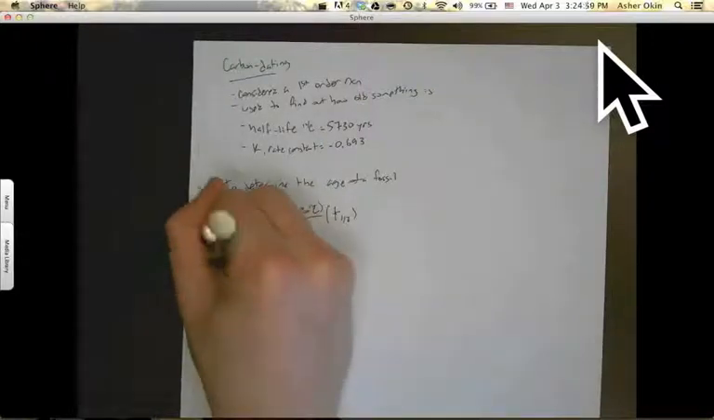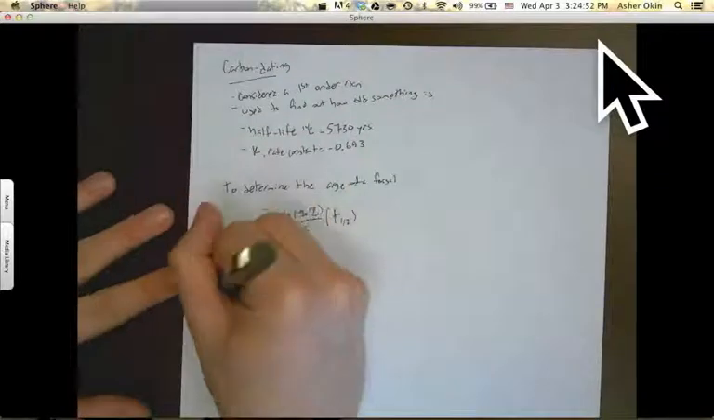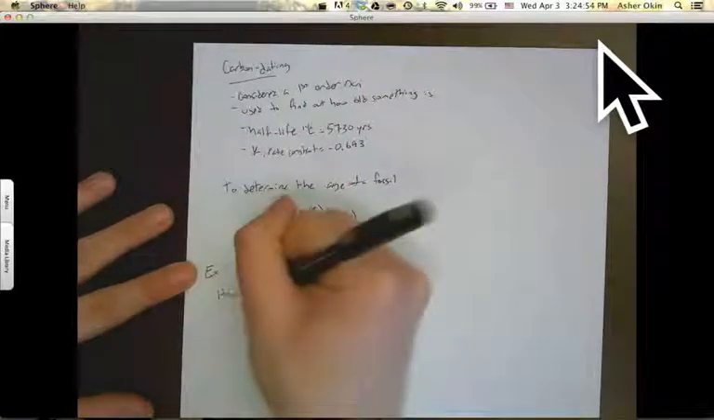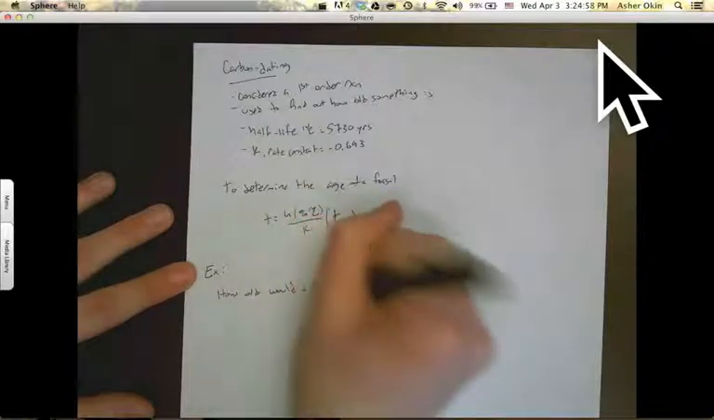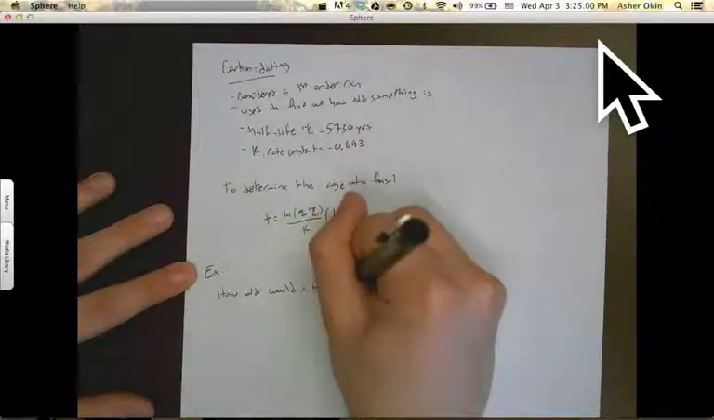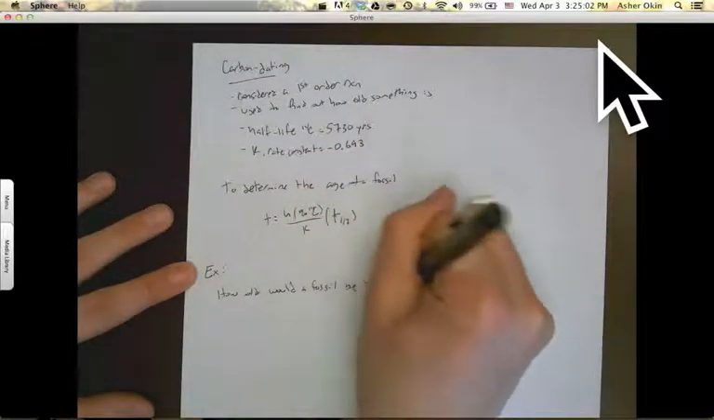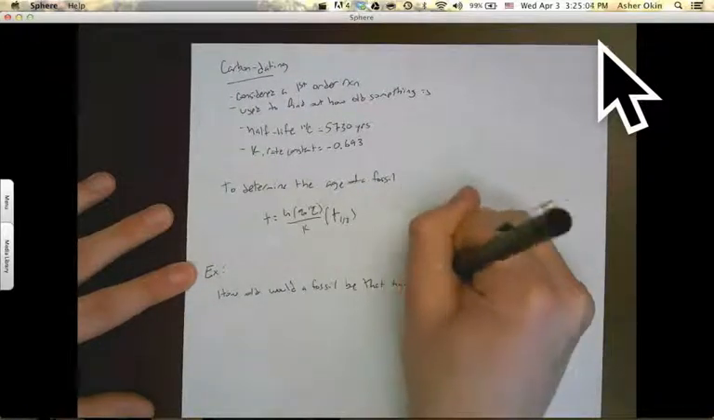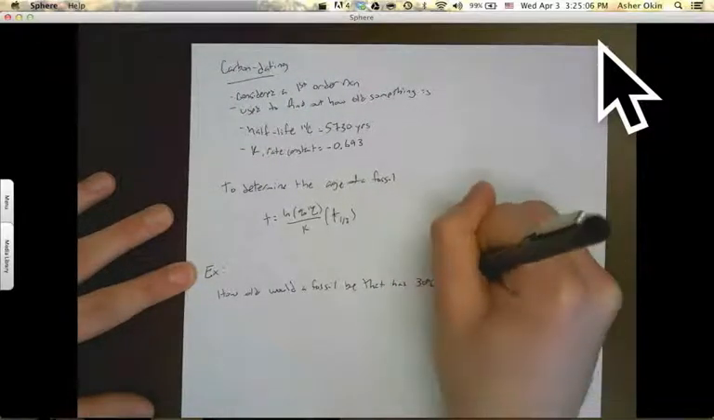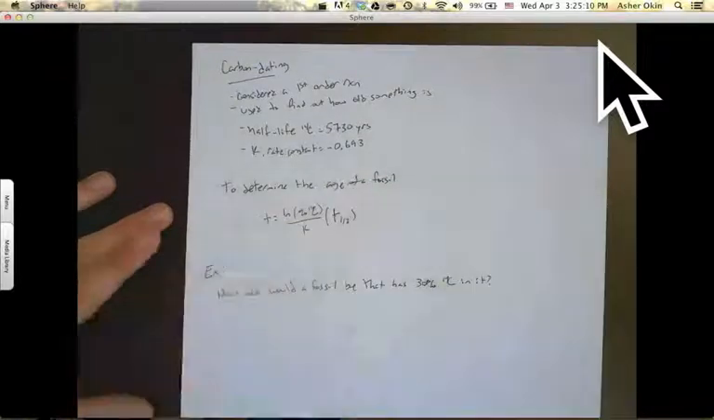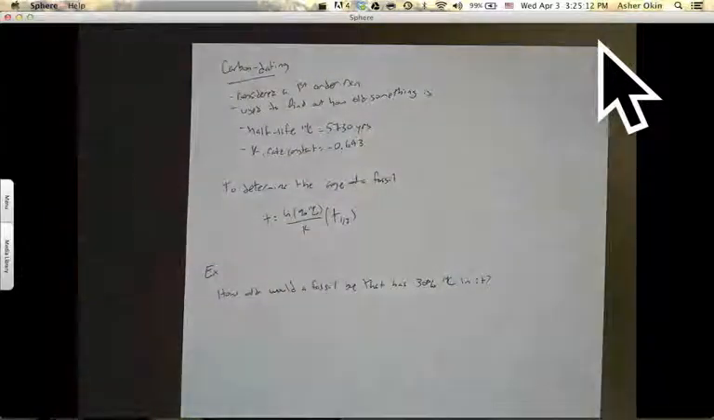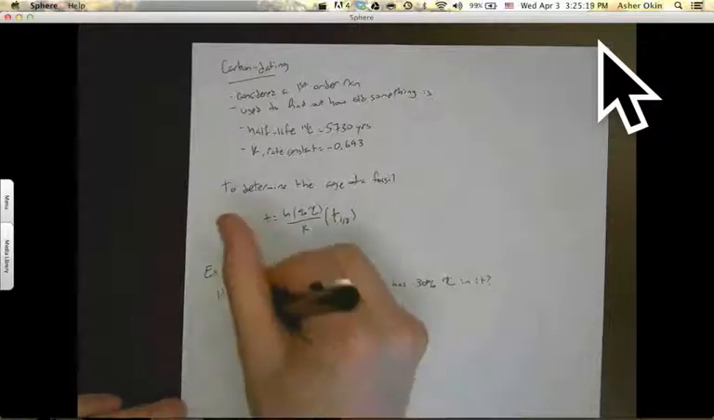So an example of that is: how old would a fossil be that has only 30% of carbon-14 in it? So that one's pretty simple. You kind of just plug it into the equation and compute an answer.